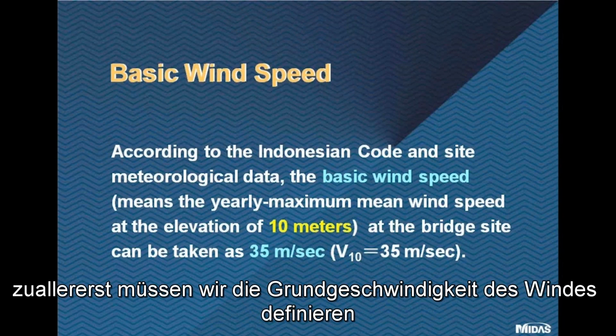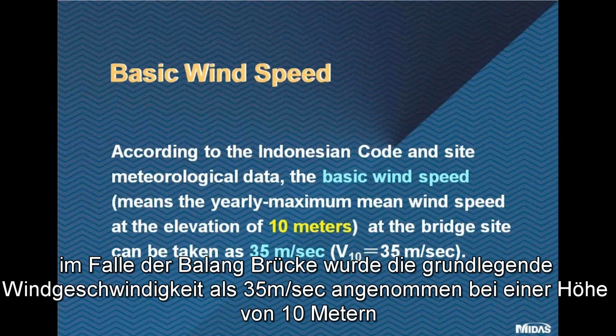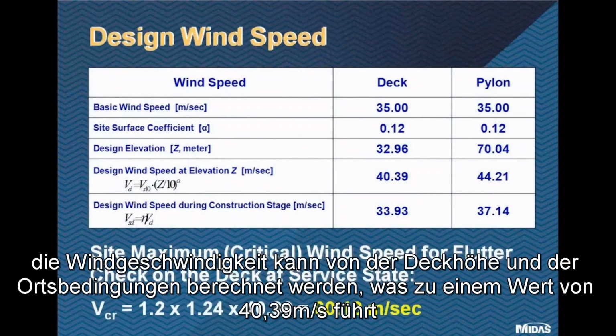First, we have to define the basic wind speed that should be taken from the bridge loading standard or from the local meteorological data. In case of Balang Bridge, the basic wind speed was taken as 35 meters per second at an elevation of 10 meters high. The design wind speed can then be calculated by taking factors of deck elevation and side surface condition, so that becomes 40.39 meters per second.